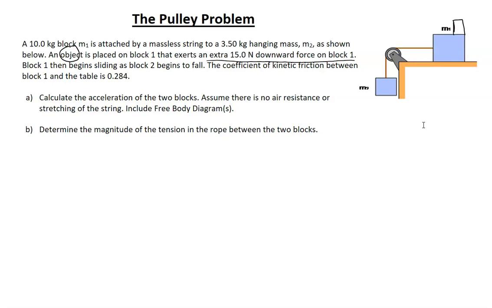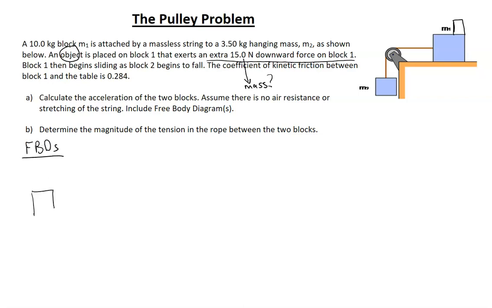I'm going to include it in my force of gravity because we're told that the object is placed on top of it. So therefore, we have to interpret that 15 newtons as a mass. So we need to determine what the mass is for that 15 newtons, and that's going to be incorporated into our M1. So let's go ahead and draw the free body diagrams.